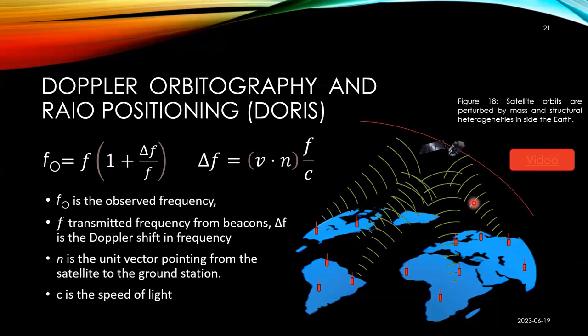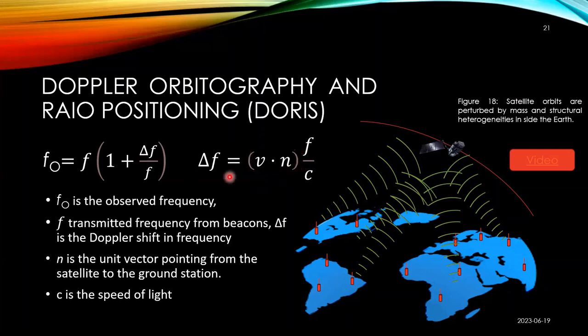This frequency difference, which is called Doppler shift, is measured. Here, F is the transmitted frequency from the beacon. We send it to the satellite, and the antenna sends it back. And here you see that we have velocity, and it is the inner product of velocity and the unit vector from the beacon to the satellite. The coordinates of the satellite are here. So these are related to the coordinates.